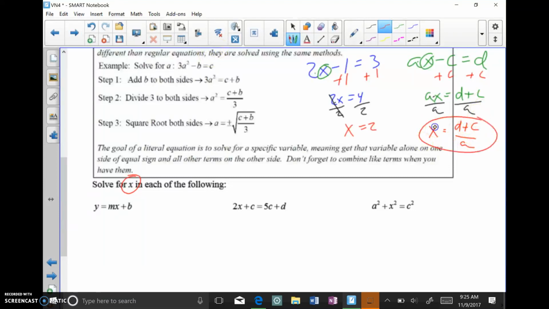And that's the answer for a literal equation. That's what it looks like. It's basically moving things around to isolate a variable. And that's what we've been doing this whole time. We just have more letters now.